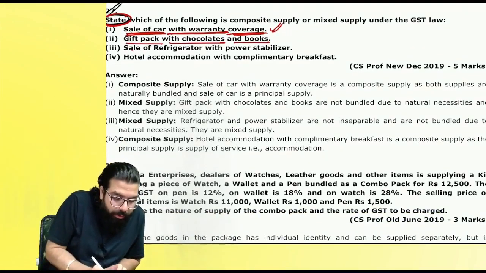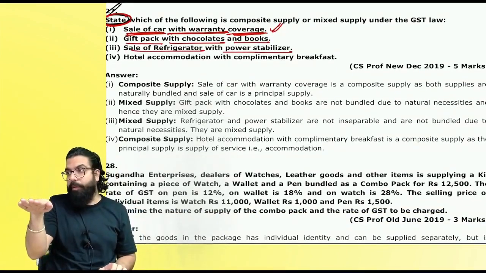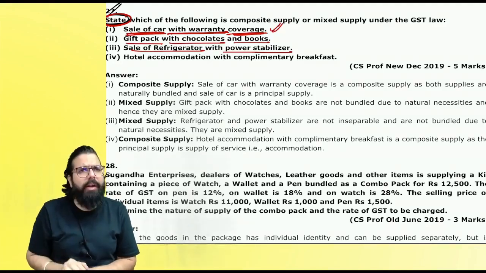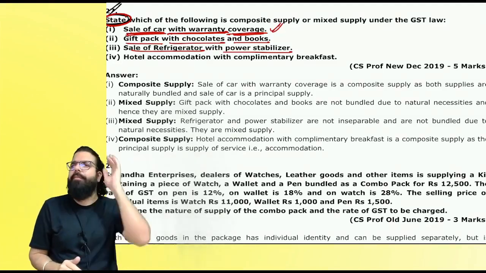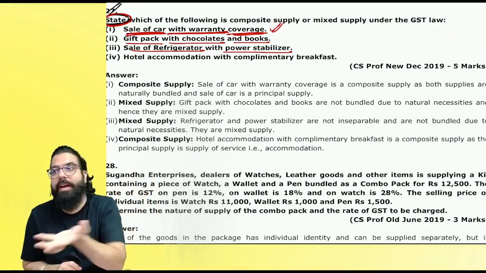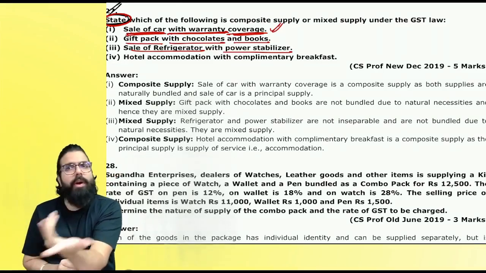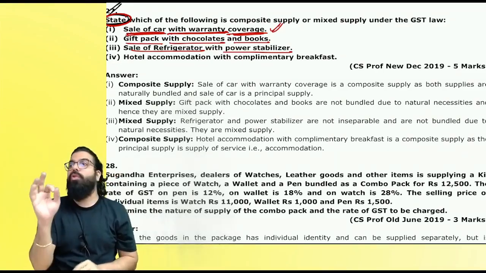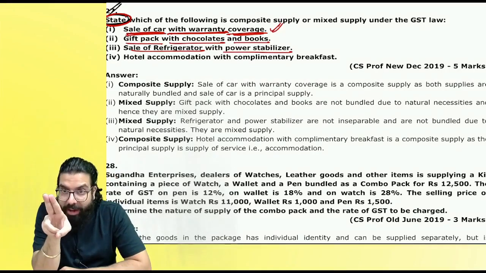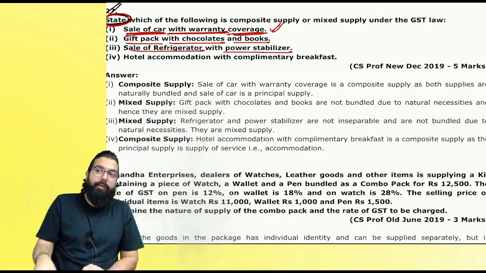It is mixed supply. Fridge with power stabilizer. Fridge is one supply. Is it two or more taxable supply? Yes, sir. Is it a natural bundle that when you buy a fridge, you will get a stabilizer? If you want, you buy it. If you don't want, you don't buy it. If you have fluctuations in your area, you buy it. If you don't have fluctuation, don't buy. Is it optional? If you want it, you buy it. Correct or not? Now, two or more individual supplies supplied together for a single price and it is not composite, then what is it, everyone?